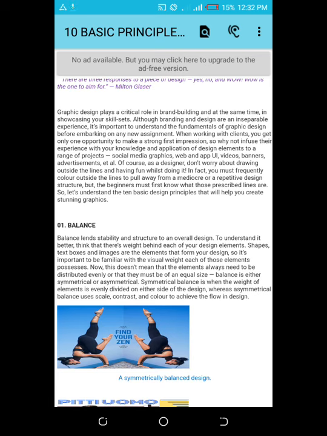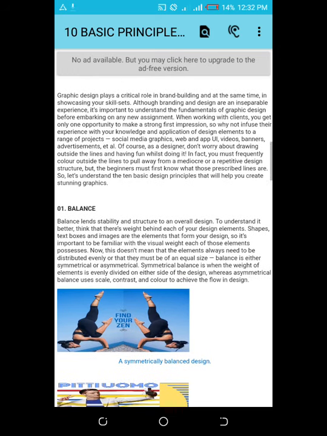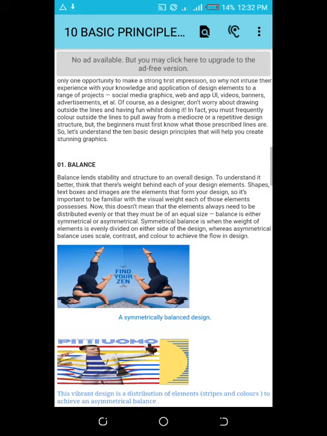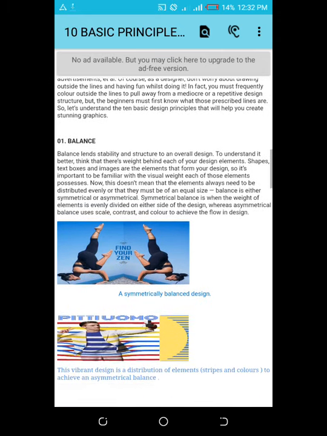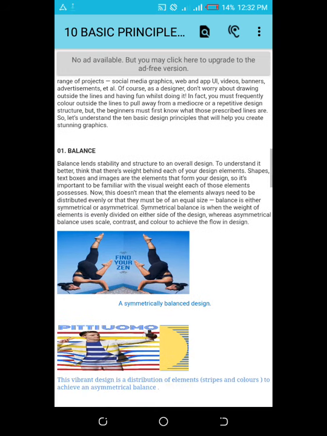Although branding and design are inseparable, it's important to understand the fundamentals of graphic design. So before you embark on any design, whether it be an app, website development, a banner, an advert, anything, as a designer, you must have some basic principles. Now, one of the principles of graphic design is what is called balance. You must have balance in your design.